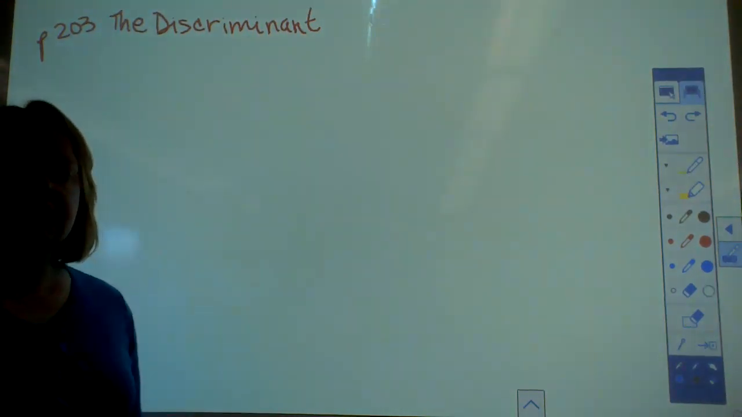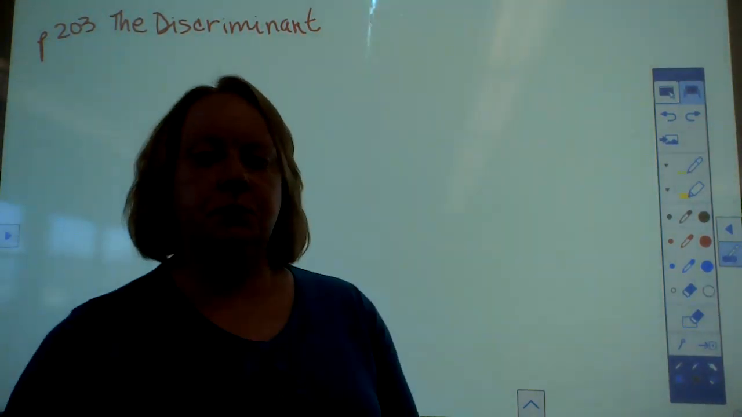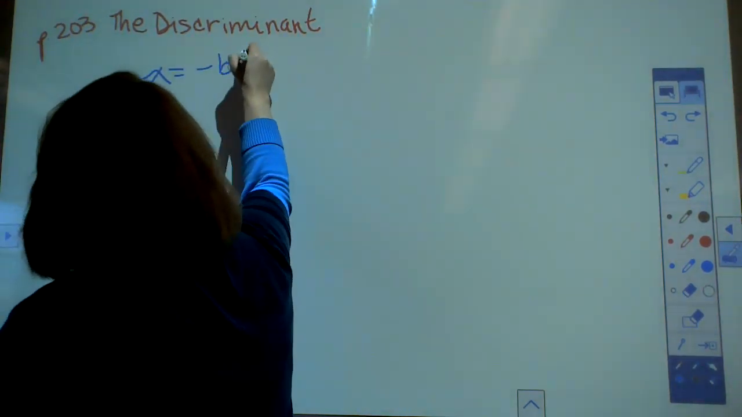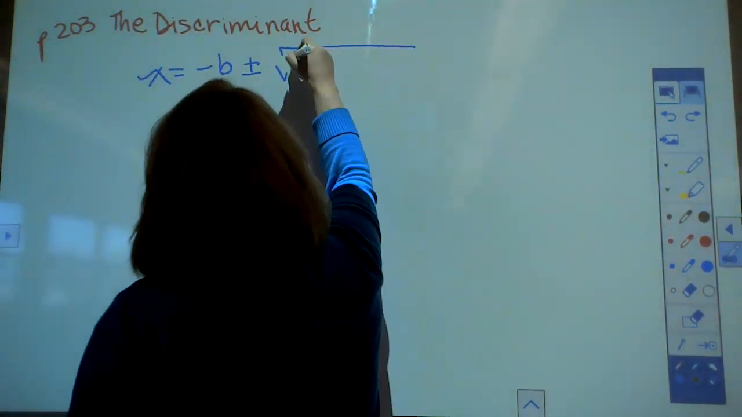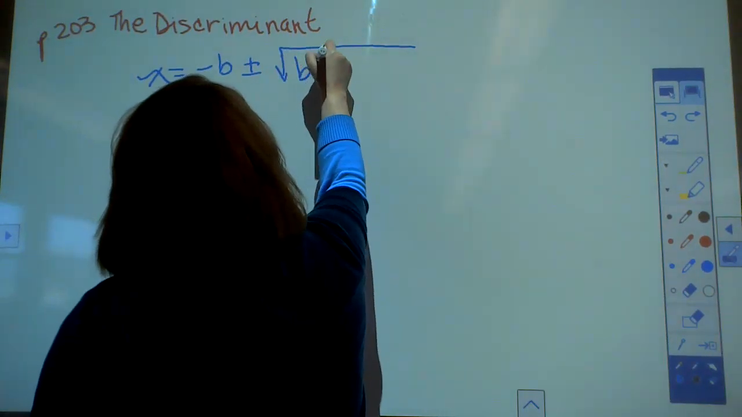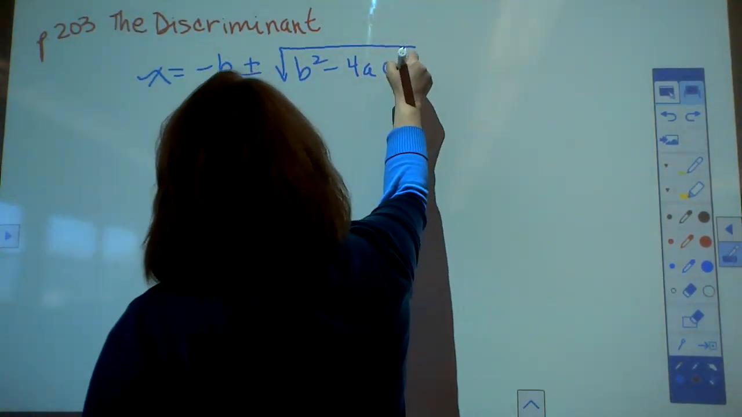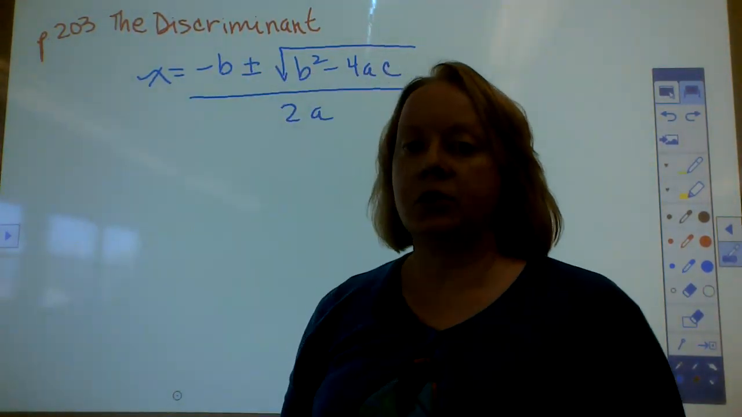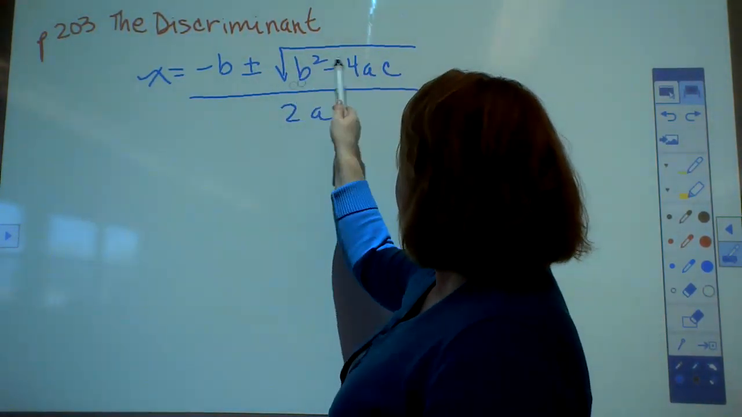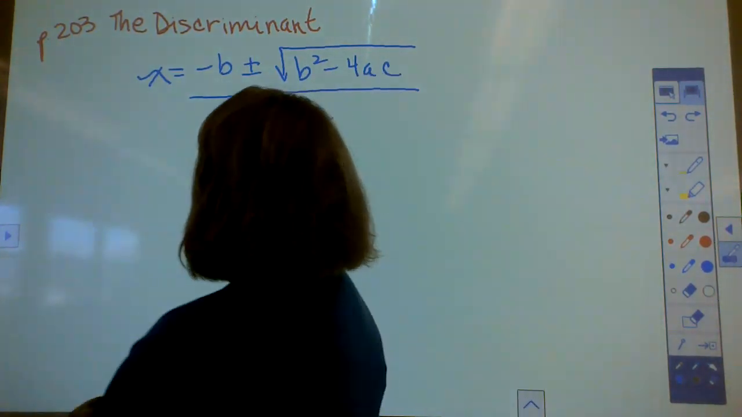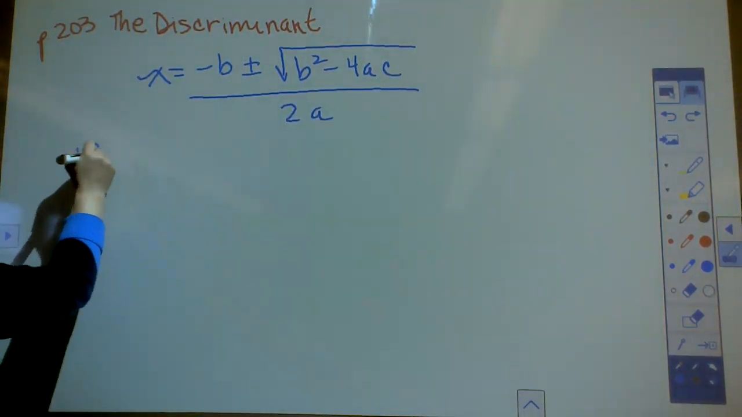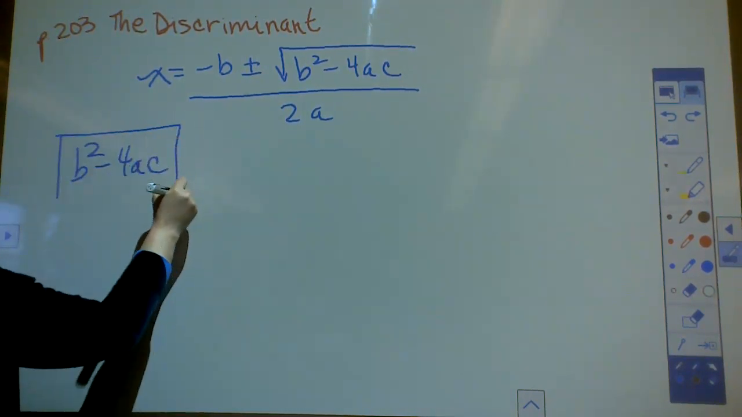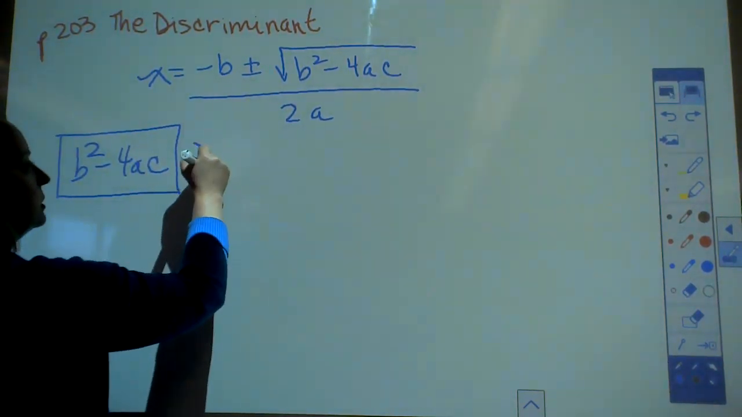Okay, the discriminant is part of the quadratic formula. So let's look at the formula. x equals negative b plus or minus the square root of b squared minus 4ac all over 2a. So the discriminant is what's underneath the radical here. So it's going to be b squared minus 4ac. And that is your discriminant.